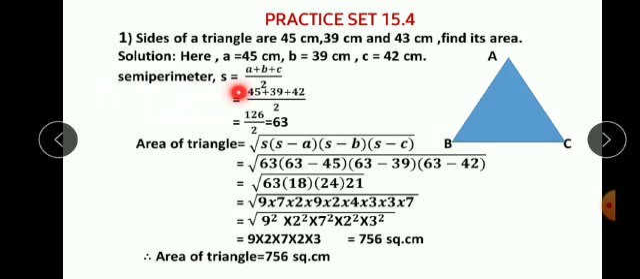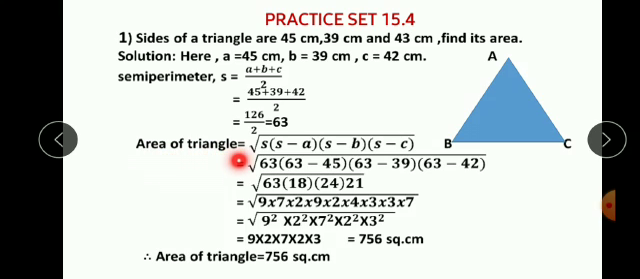Semi-perimeter S is equal to what? A plus B plus C upon 2. Substitute the values for A, B and C. So 45 plus 39 plus 42 upon 2. So what we get? In this way, if you add all the three numbers, we will get 126 upon 2 is equal to 63. So S is equal to what? 63.